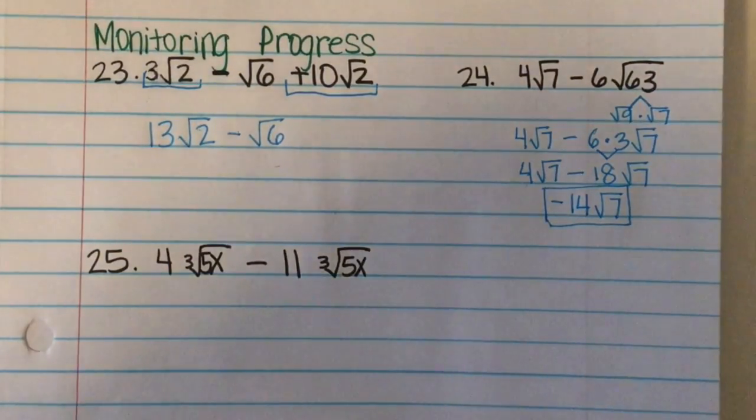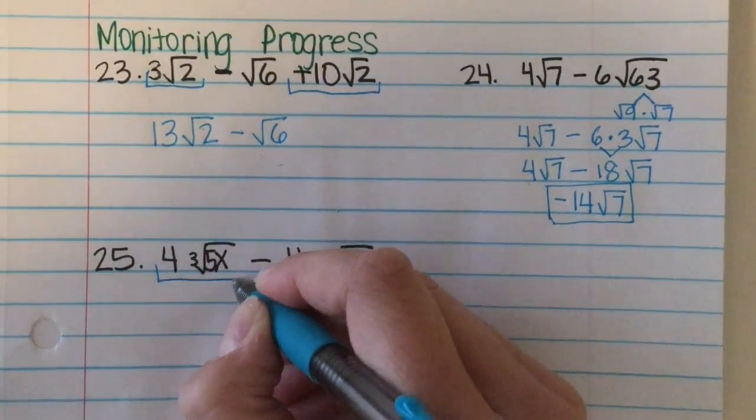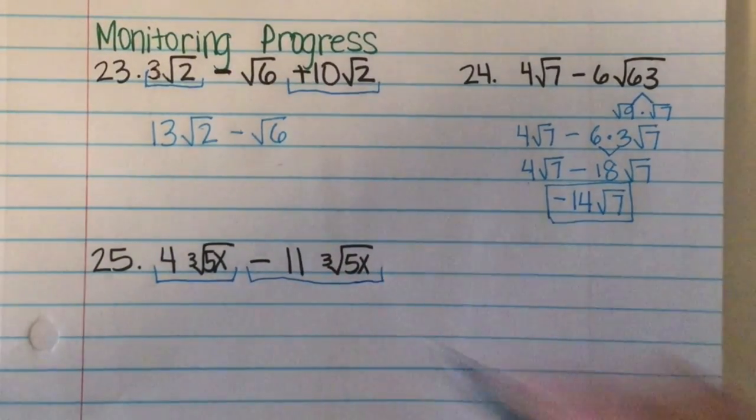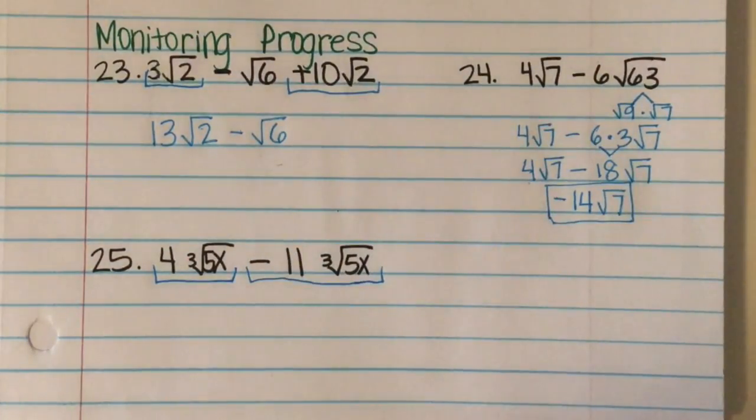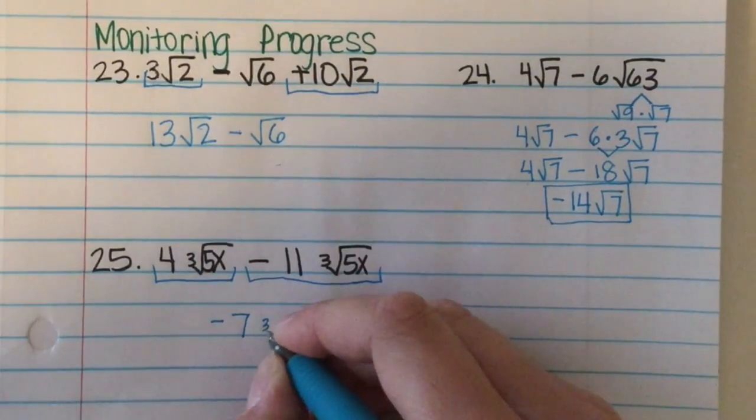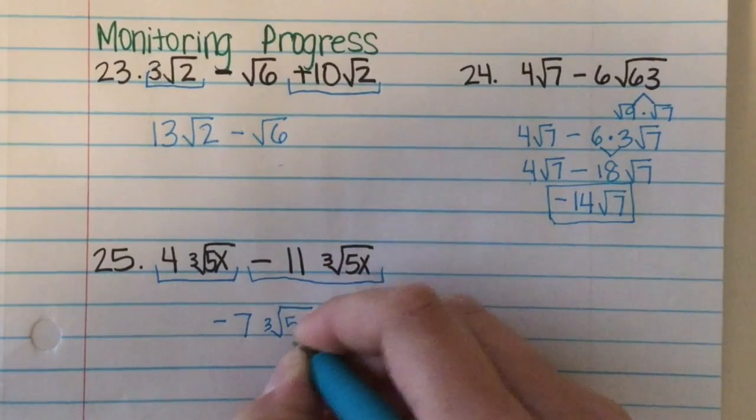In number 25, I notice that I have like radicals. 4 cube root of 5x and subtracting 11 cube root of 5x. Those are like terms. So 4 minus 11 is negative 7, and then the cube root of 5x will stay the same.